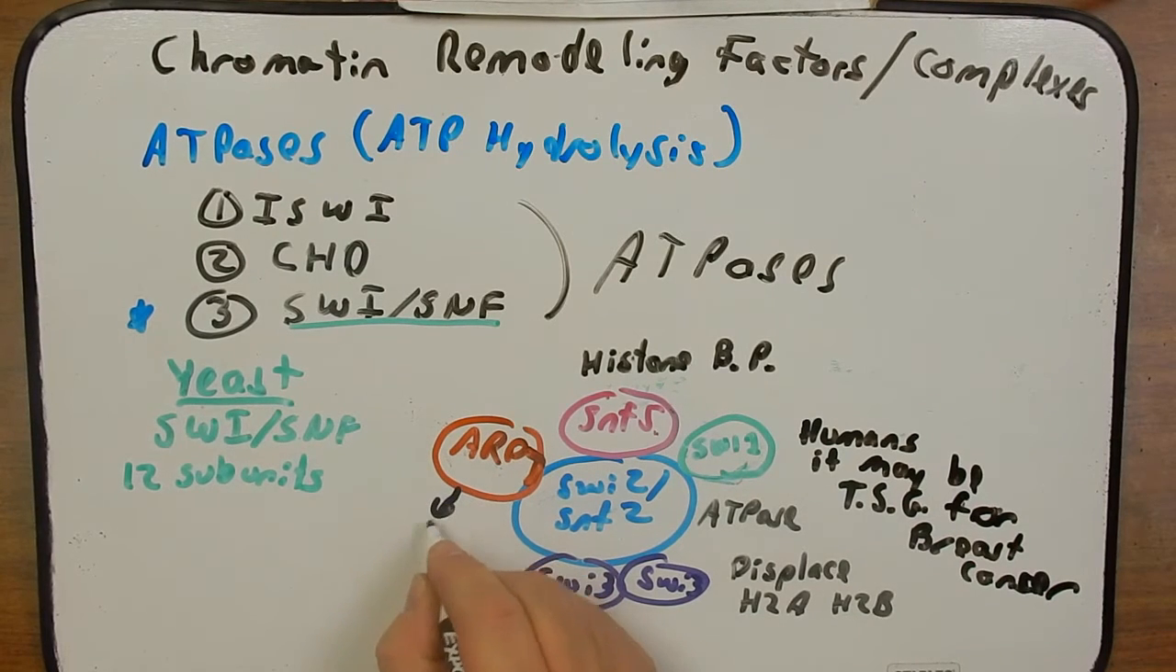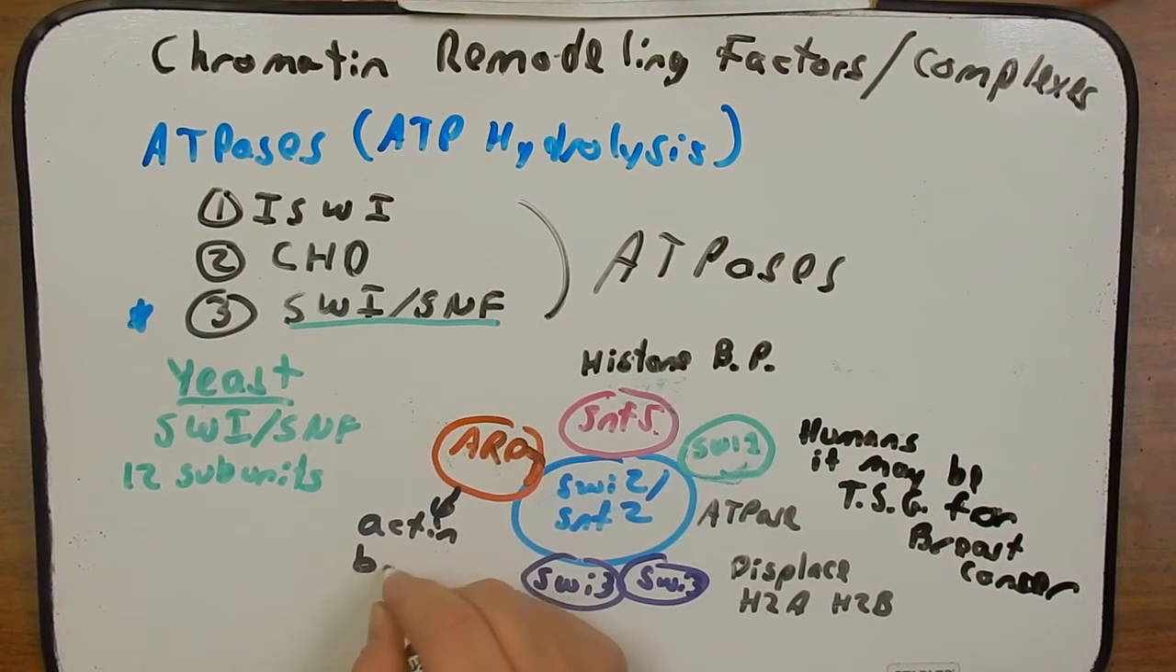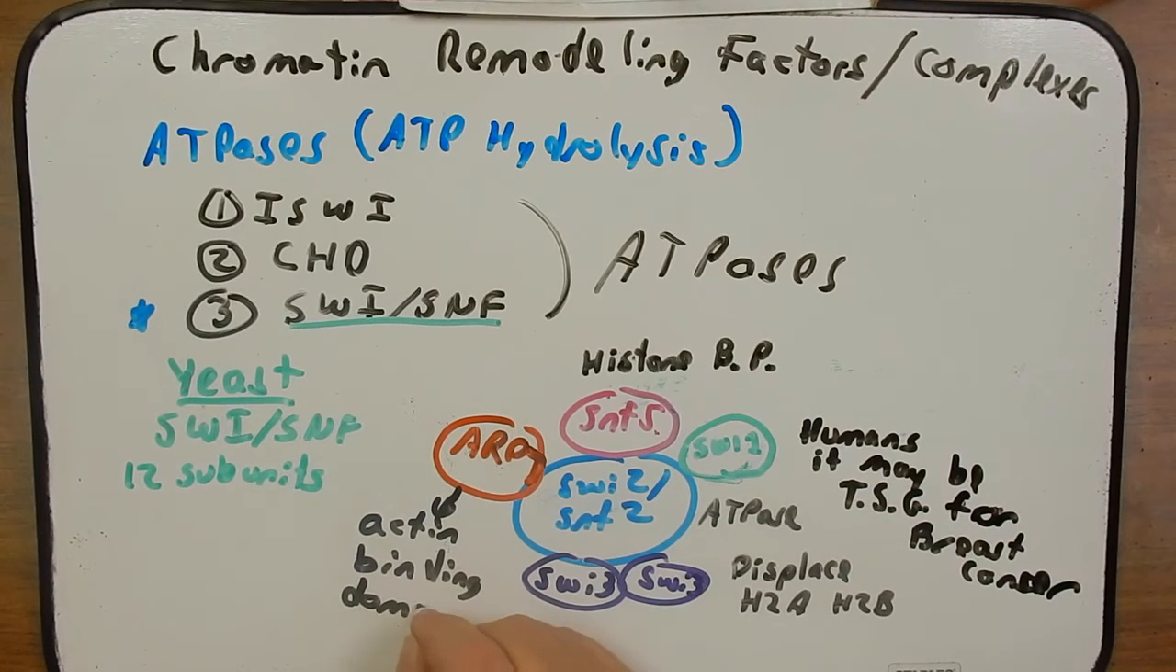Our proteins have an actin binding domain, so they can bind actin, and this may play a role in helping to position or move this complex as the need for gene expression comes up. Now, as I said, there are at least 12 subunits that are found in this, and these are just the ones I'm mentioning right now.